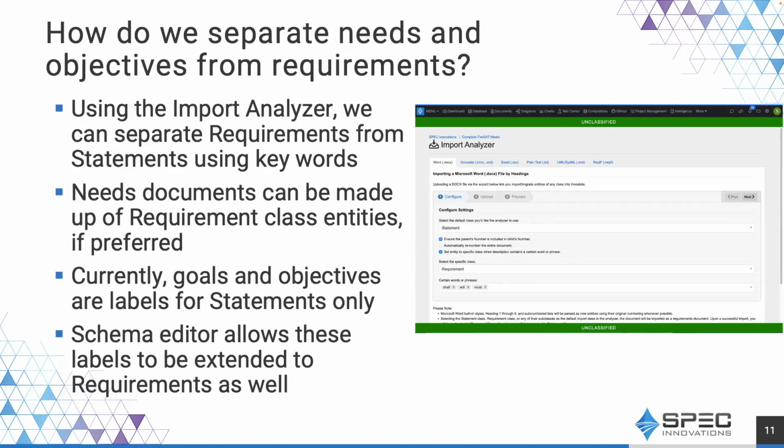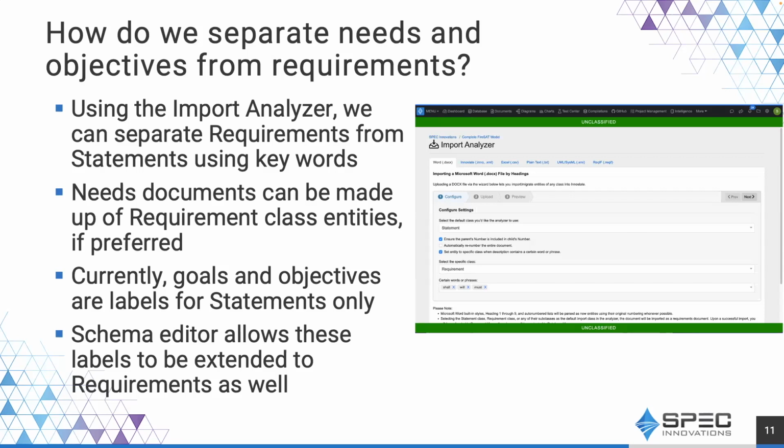So how do we separate needs from objectives and requirements? In our import analyzer, we have the ability to separate. We have them in two different classes. We have statements and requirements. And our statement class doesn't have all the attributes that the requirements class does, but they can easily be added to it if that's desired. And so that's a way we can separate using keywords, the shall, will, must, should, whatever you want to put in there. You can go ahead and make it so it'll separate for you as you do the import, and it'll create them as statements or requirements.